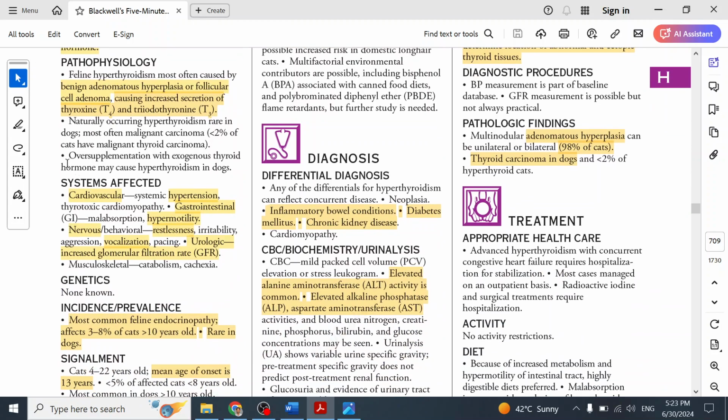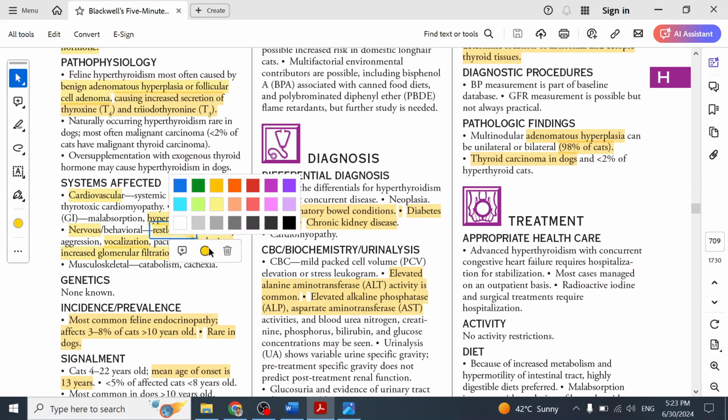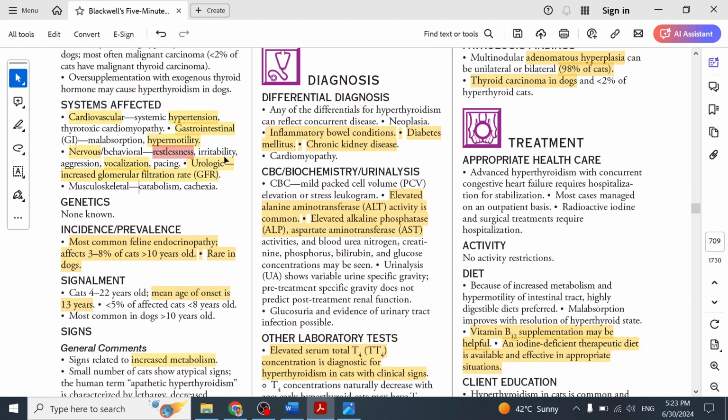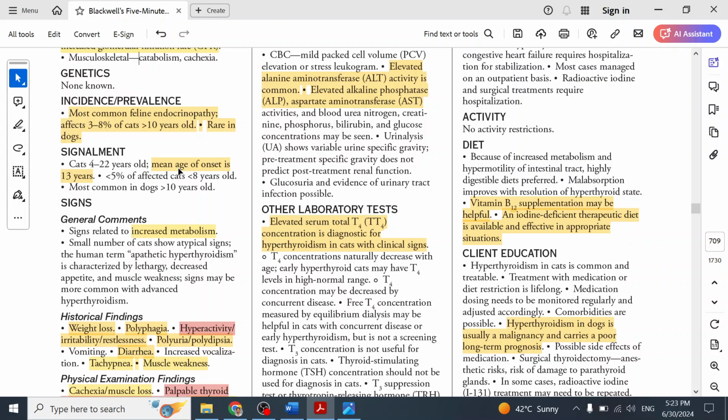The systems which are affected in hyperthyroidism are cardiovascular, where you can see hypertension. Then GIT, hypermotility and diarrhea. Nervous signs: you see restlessness, which is a very important sign of hyperthyroidism. Then there is vocalization, aggression, hyperactivity, and urological increase, increased GFR rate, which is also important in the CBC testing.